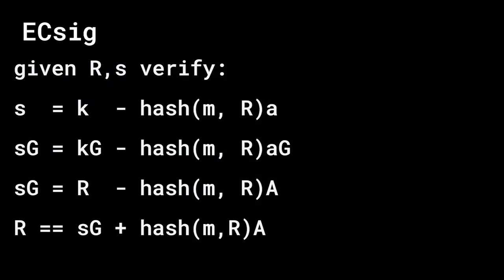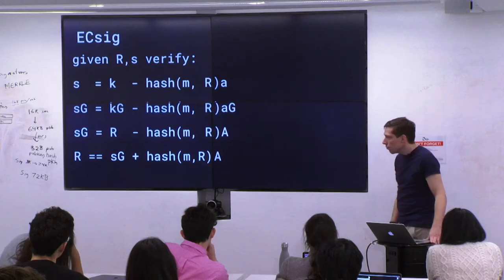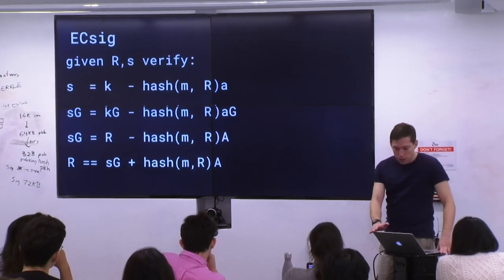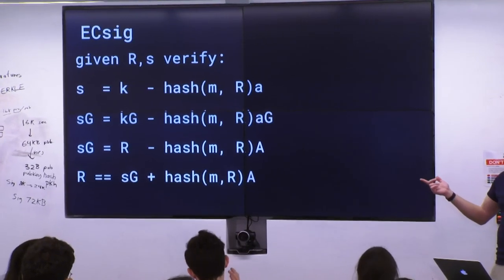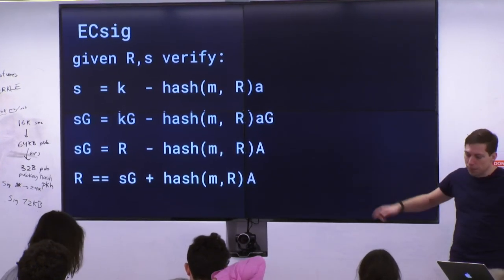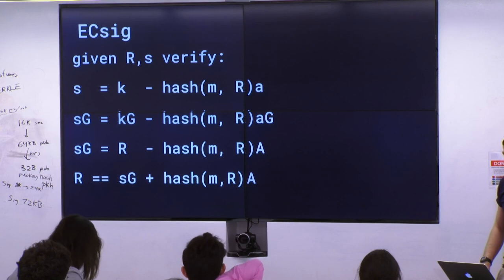So it takes a little bit more CPU time to verify a signature than to create one. Something like twice as much. But still, you can do this pretty fast. On a modern computer, you can do thousands of these a second. Okay, any questions so far?